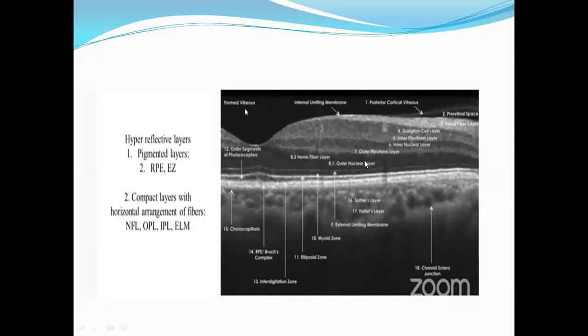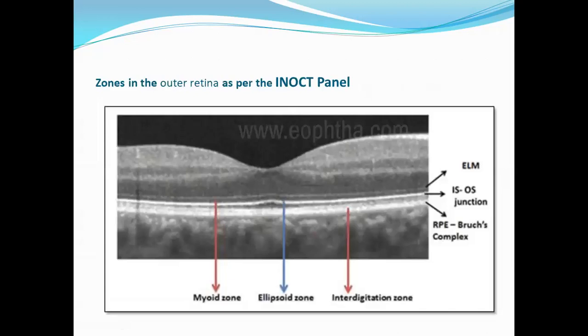Why are they hyporeflective? Because these cellular layers don't have fibers, so the reflection of light from them is less. Then, the international nomenclature for OCT divides the outer layers as follows. The external limiting membrane is the junction between the nuclei of photoreceptors and the inner segment of photoreceptors. It appears hyperreflective. Then there is a hyporeflective zone outside it, which is the myoid zone. The myoid zone is essentially the inner segment of photoreceptors, where the mitochondria are very few.